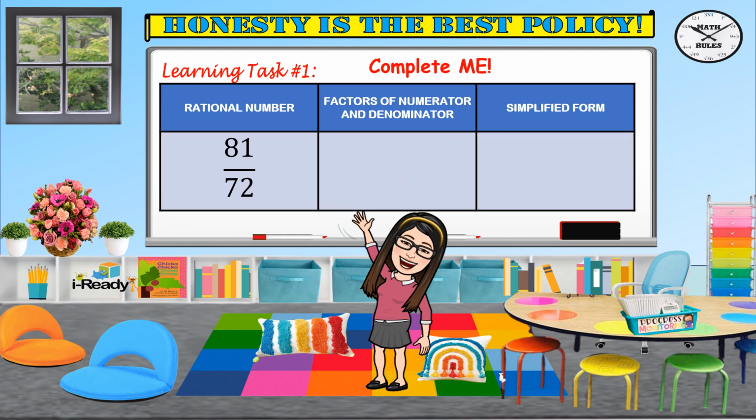Let's try another one. So we have a rational number 81 over 72 by giving the factors of 81. We have 9 times 9 and 72, 9 times 8. You just cancel the common factors, 9. And of course, the simplified form of 81 over 72 is 9/8.